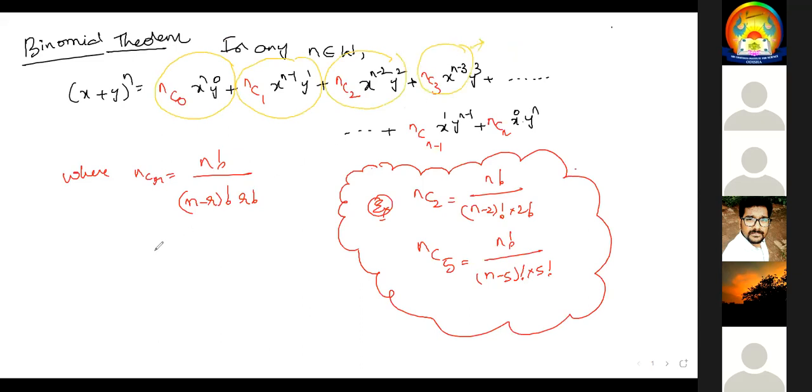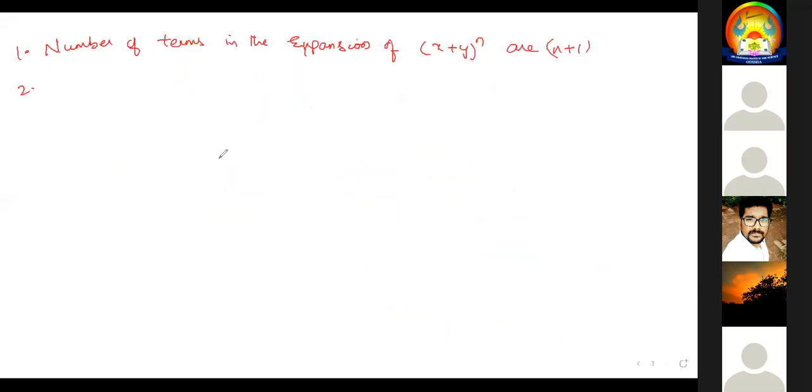So when I'm asking you to write the fourth term, T4, how are you writing? Can you say what is the fourth term? NC3 into x power n minus 3 into y power 3. Look, I'm doing some work here.